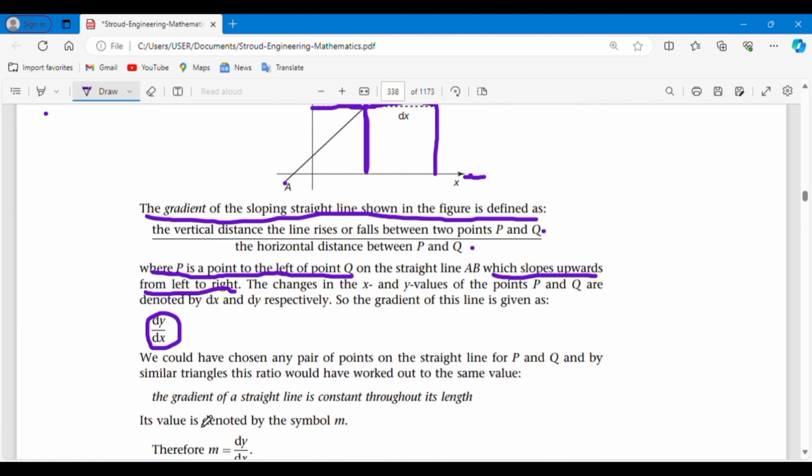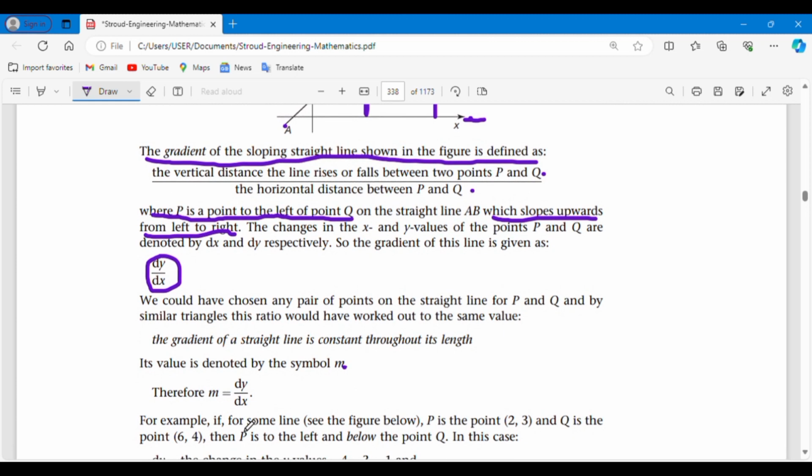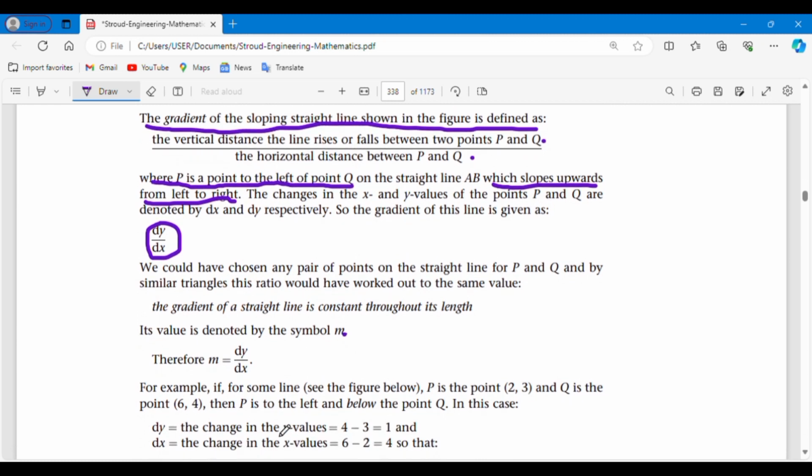For them, its value is denoted by the symbol m. So therefore, m equals dy over dx. So the gradient of a straight line is denoted by the symbol m, and m equals dy over dx. So now, for example, if for some line, see the figure below. I will soon show you. P is the point (2, 3) and Q is the point (6, 4). Then P is to the left and below the point Q.